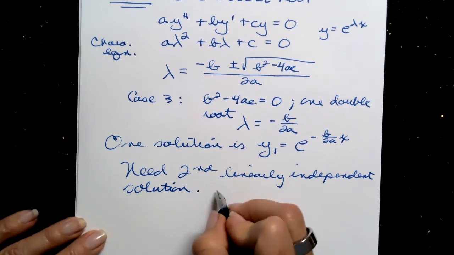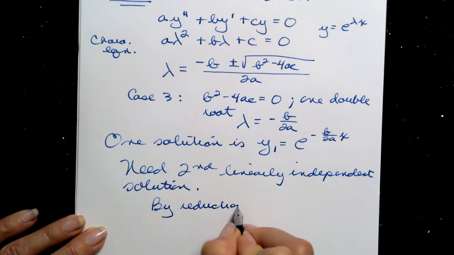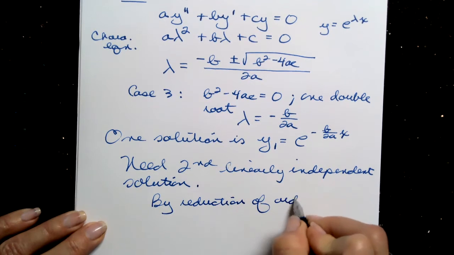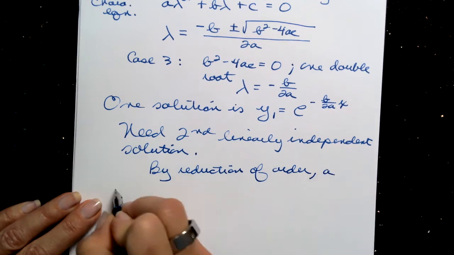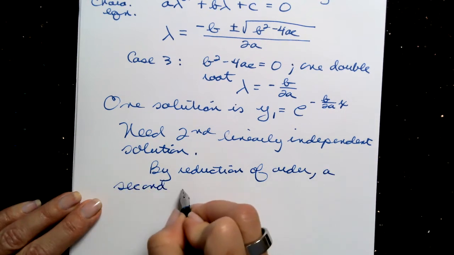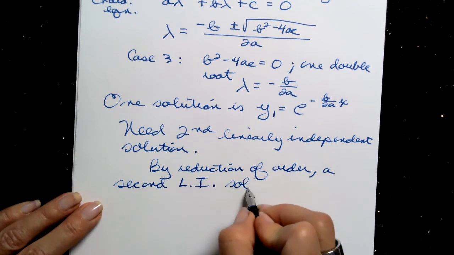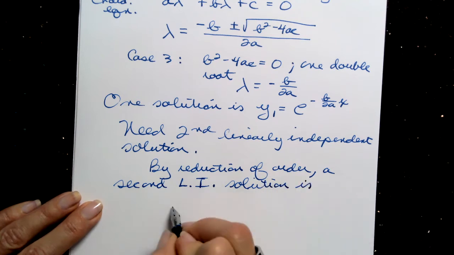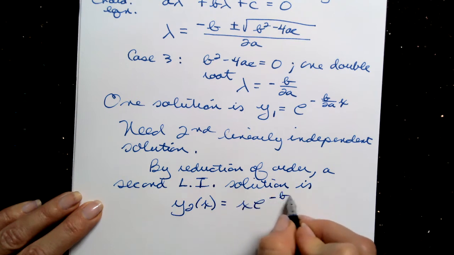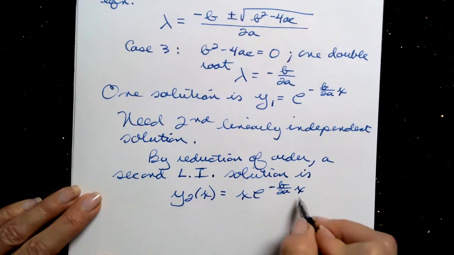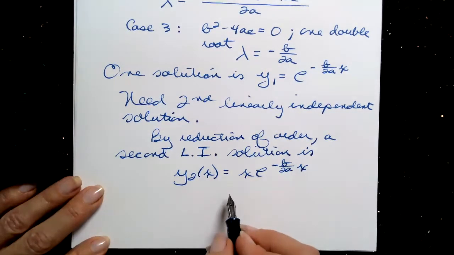So in the reduction of order video, you found out that a second linearly independent solution is y2 of x, which is x e to the minus b over 2a x. Okay, and so by the reduction of order trick, we got the second linearly independent solution.